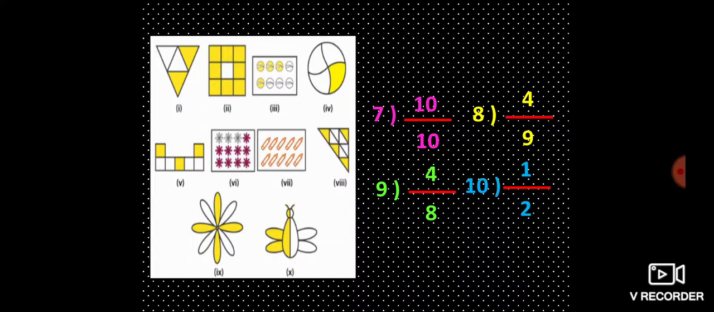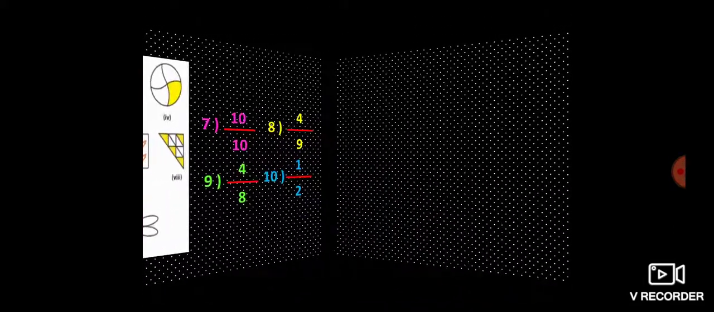That is, half of the figure is shaded. Simply we can say half of this figure is shaded. That is, 1 by 2 means half. Okay. Next question. Color the part according to the given fraction. We have to shade the part. The fraction is given. Look at this question.